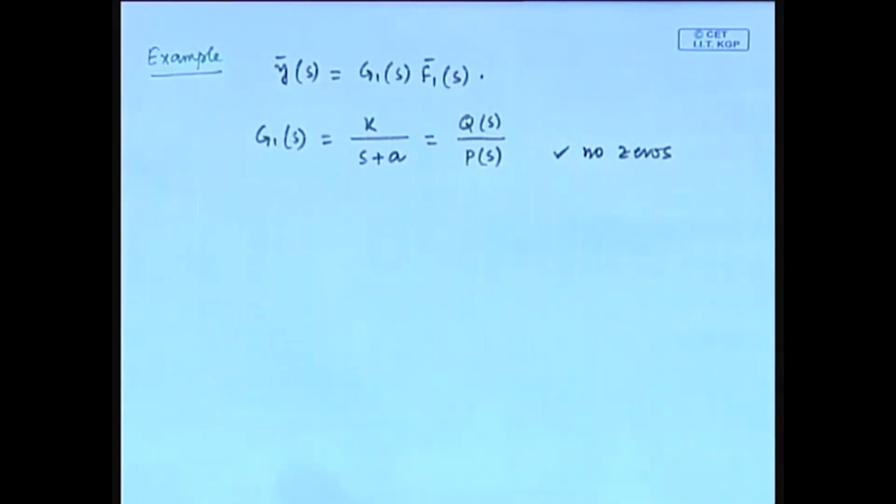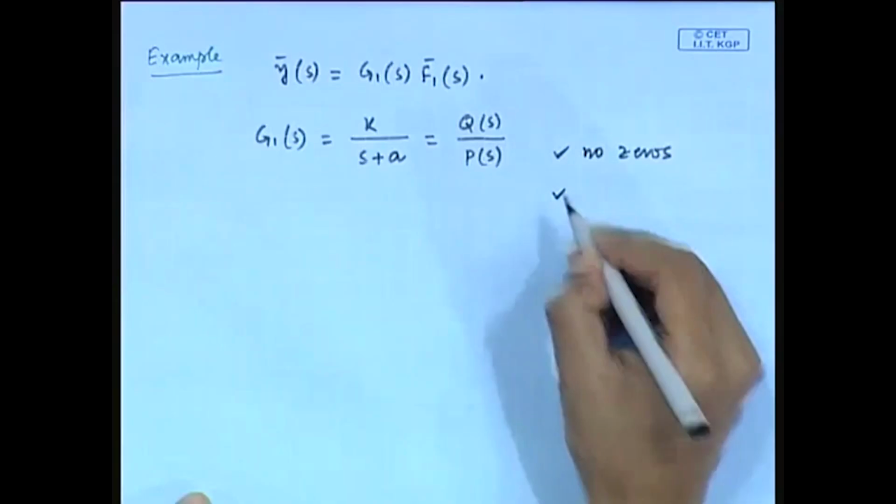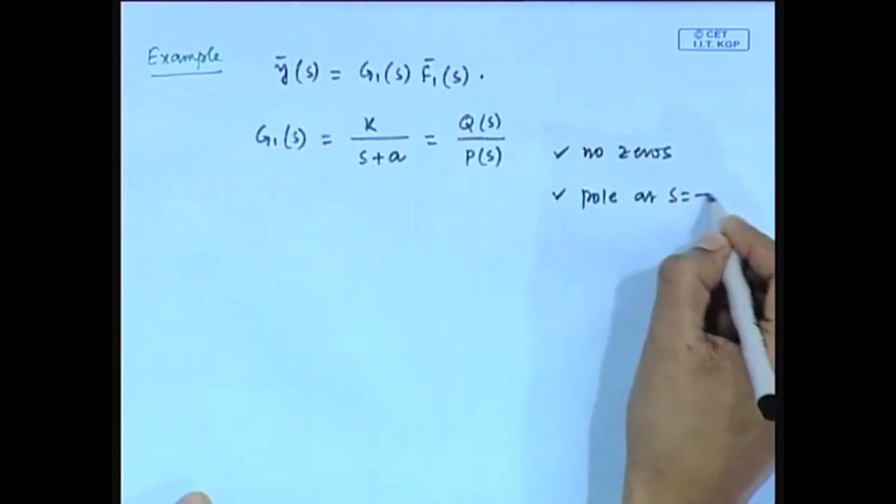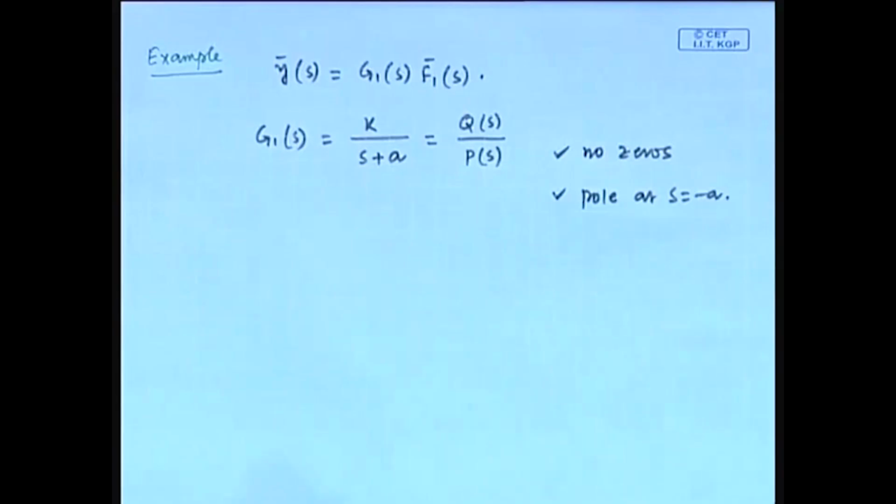Fine. And what about P(s)? P(s) is s plus a. So, there is a pole at s equals to minus a. Understood? There is no zeros for the example system and there is a pole at s equals to minus a.